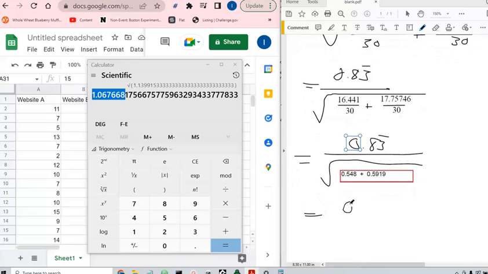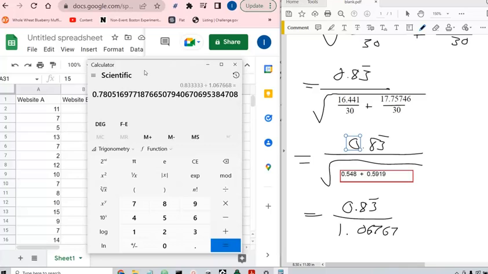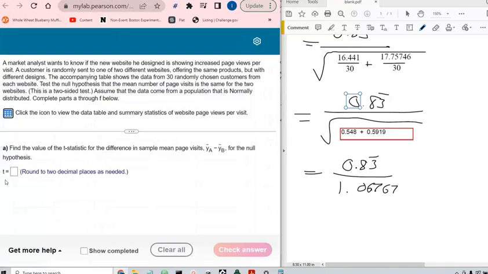So I took the square root already, so now we're at this part. Okay, so 0.83333 divided by the denominator. That's 0.78 for our test statistic, and I think they say 2 decimals.